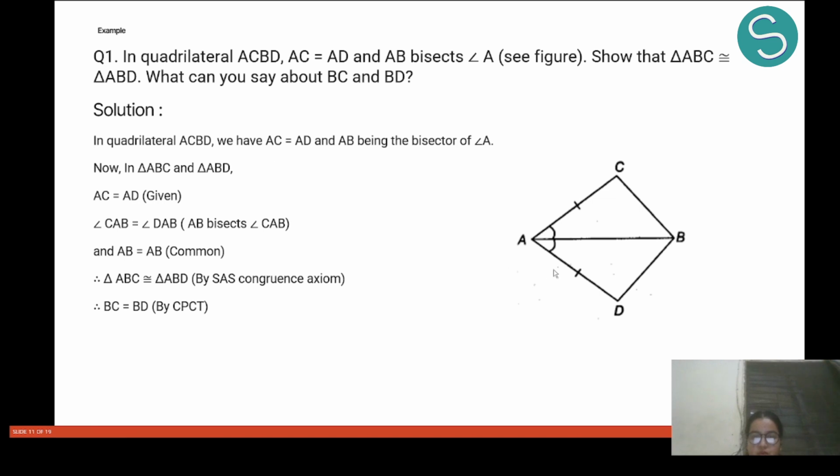So what is given to us is that AC equals AD, and these two angles, angle CAB equals angle DAB, and AB is common, right? So by side-angle-side, these two triangles are congruent. And it also asks what can you say about BC and BD. So this is BC and this is BD. Since these two triangles are congruent, by CPCT, that is corresponding parts of congruent triangles, these two sides are equal.